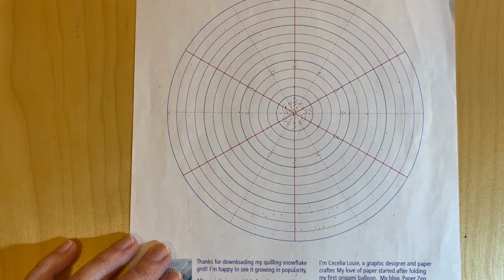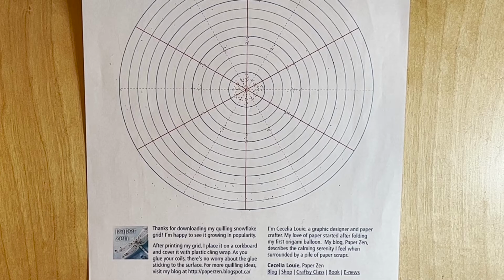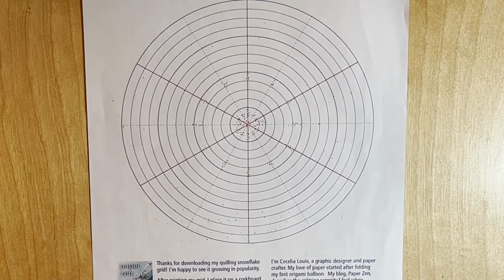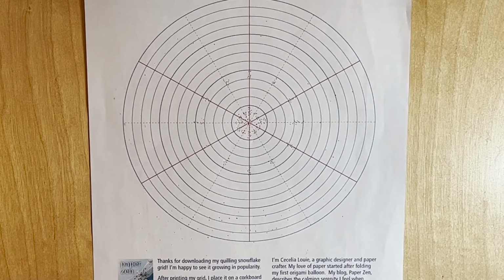So let's get started. Let's start by looking at what materials you need before you get started on this project. The first thing you need is the grid itself, and for those of you in my quilling class, you will find this in the left pocket of your course materials folder.